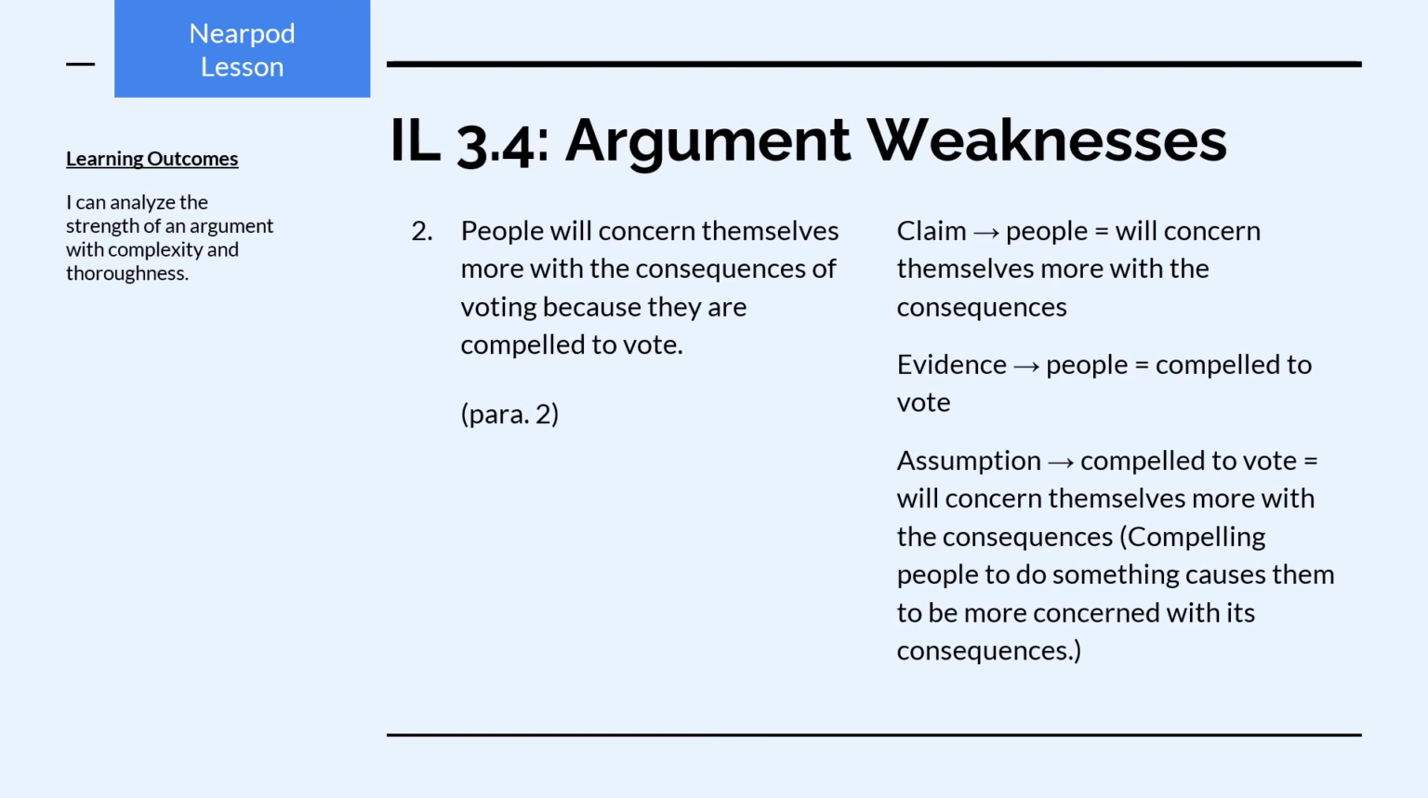Here's another argument that I found that's weak. Number 2: people will concern themselves more with the consequences of voting because they are compelled to vote. And that's an argument made in paragraph 2. Our claim here is that people will concern themselves more with the consequences of voting, and our evidence is that people will be compelled to vote. The assumption here being that compelling people to do something causes them to be more concerned with its consequences.